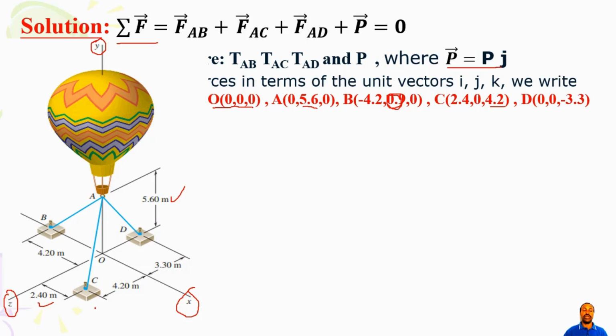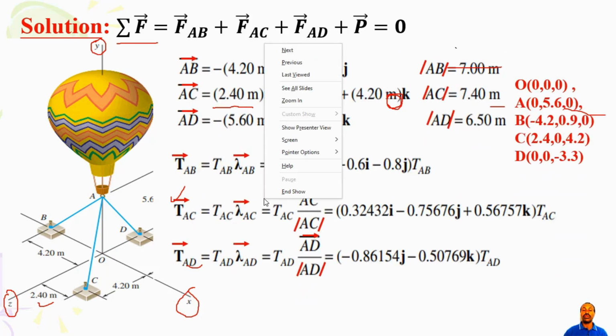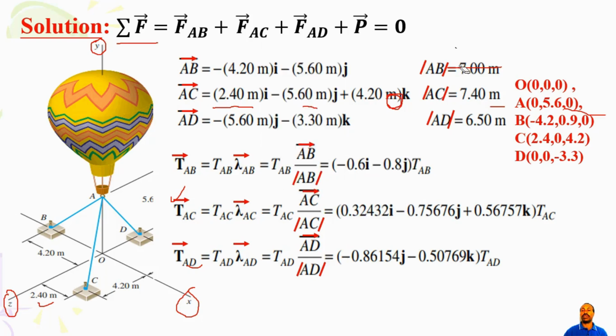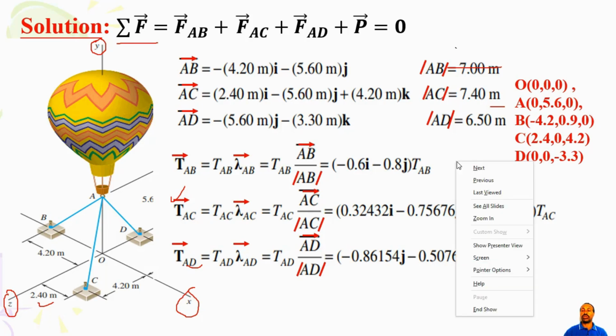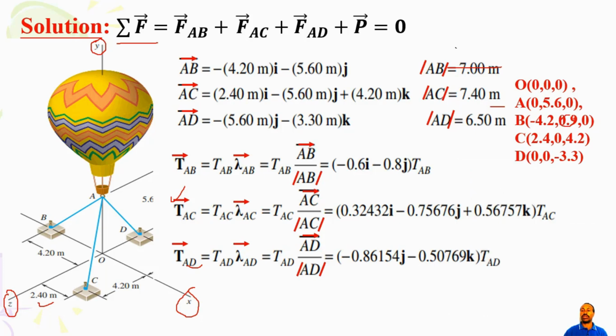For the coordinate of D, it is going backward in Z, so you have negative 3.3. Once you put the coordinates, you should write the other parameters according to these coordinates. AB means B minus A, so you subtract B minus A: negative 4.2 I, negative 5.6 J. So this is the AB vector.